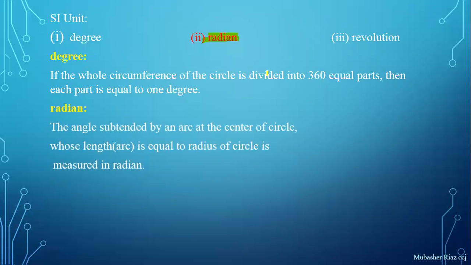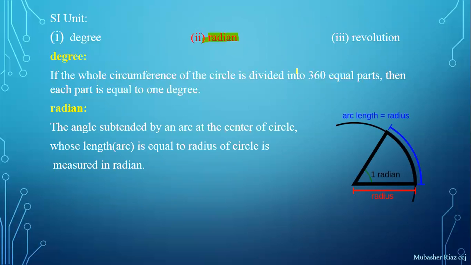Radian is the angle which is subtended by an arc at the center of a circle whose length is equal to the radius of the circle, and it is measured in radian. For example, this is an arc from this point to this point, this is an arc.